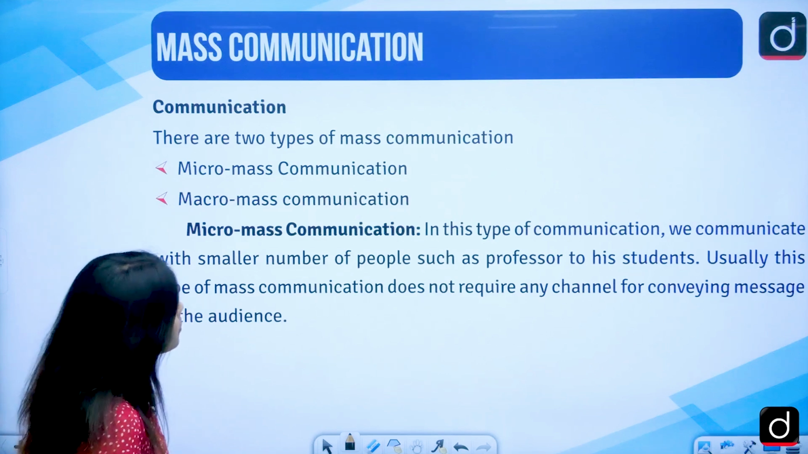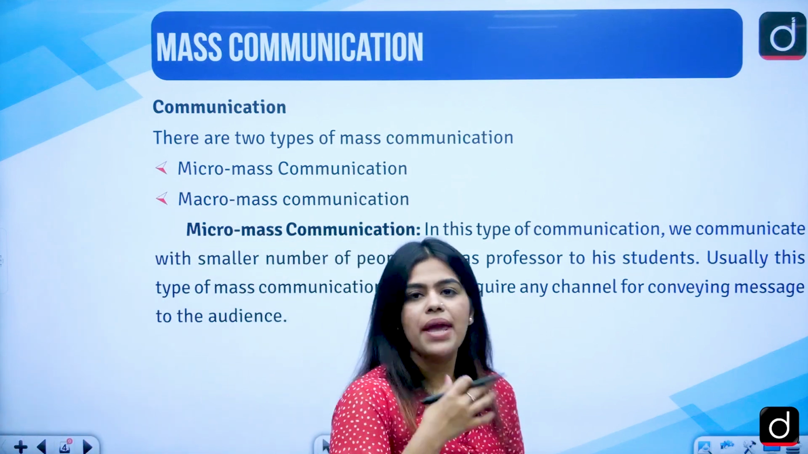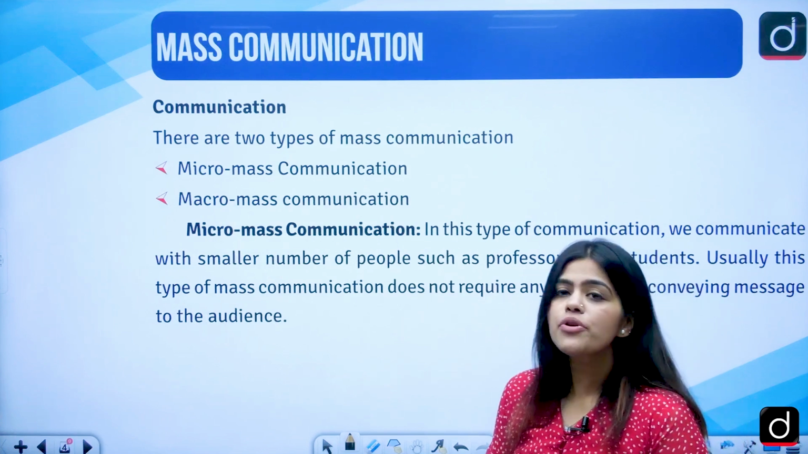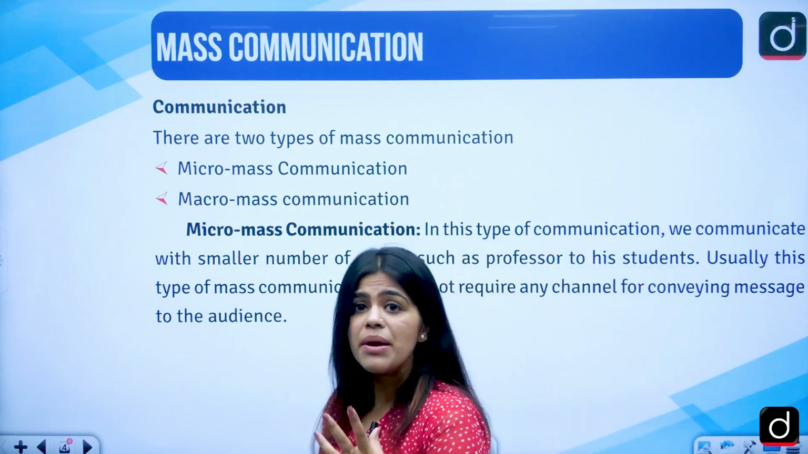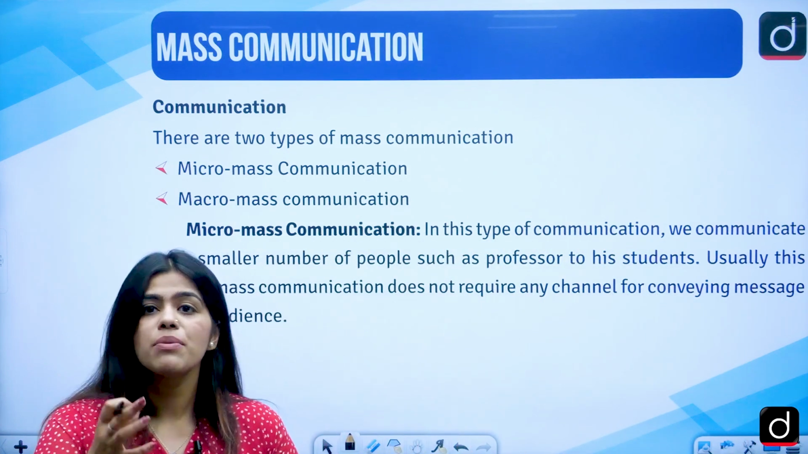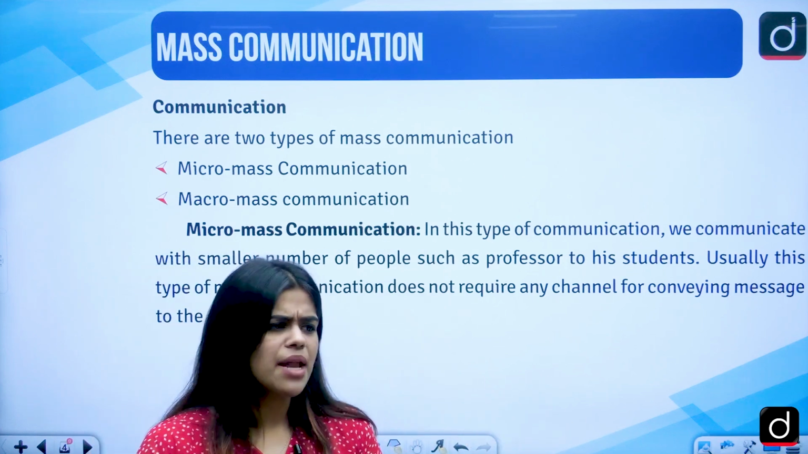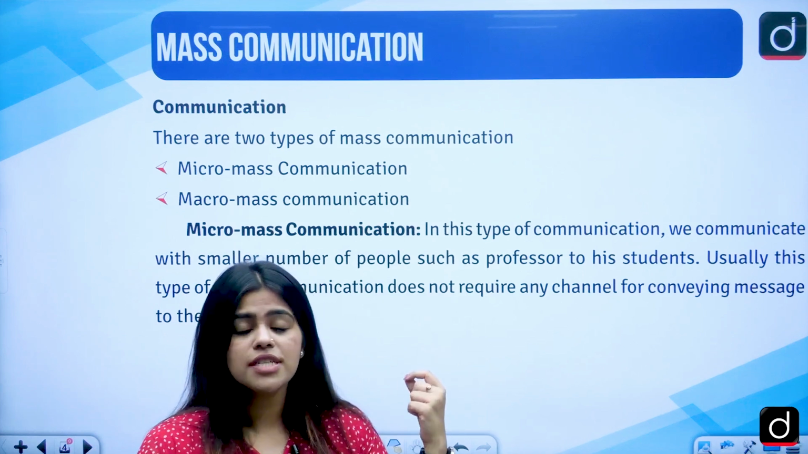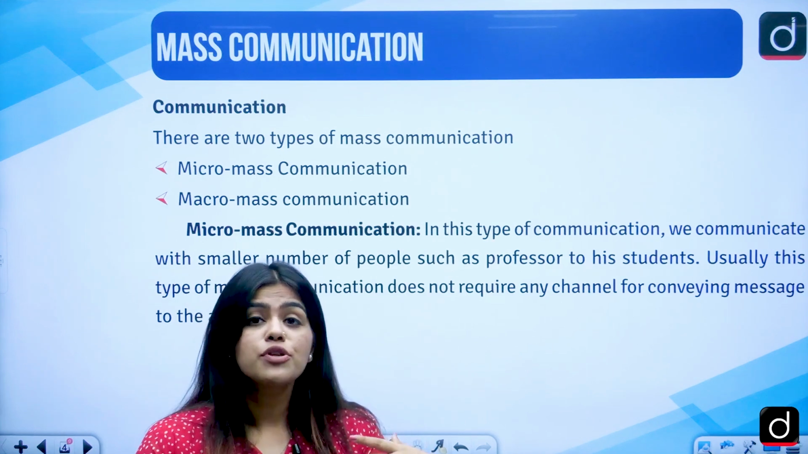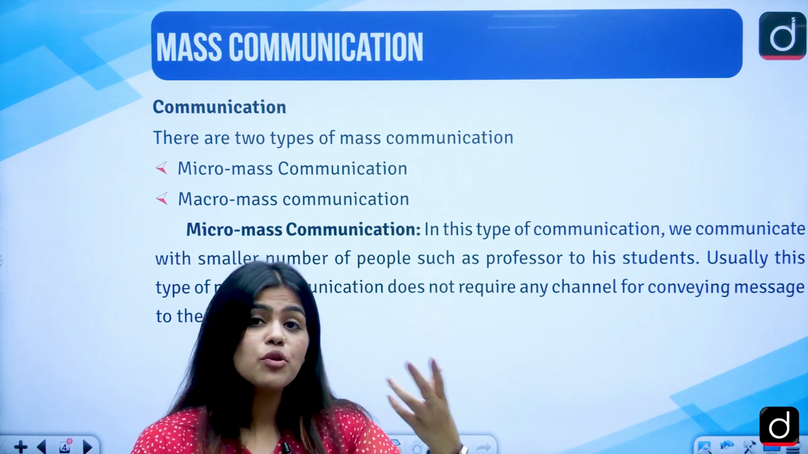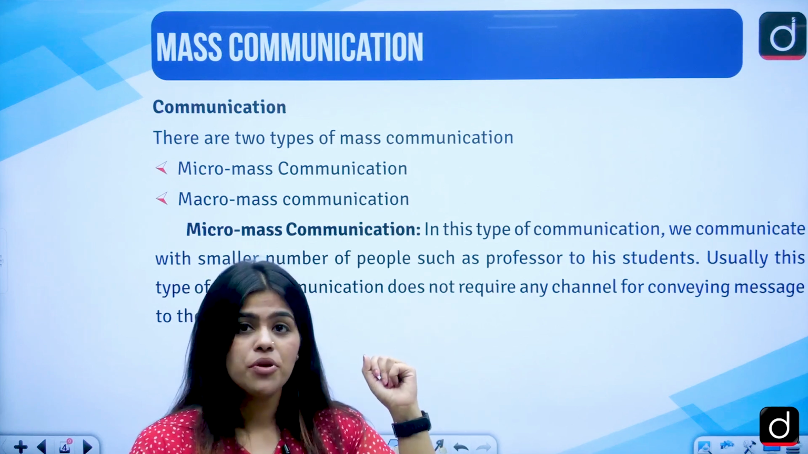So, communication, as we know, is to make something common, is to communicate to a few people maybe, or to a large group maybe, or maybe to one person. So there can be different types of communication. It can be interpersonal, intrapersonal. It can be you're talking directly to a group, so it can be group communication. It can be mass communication.